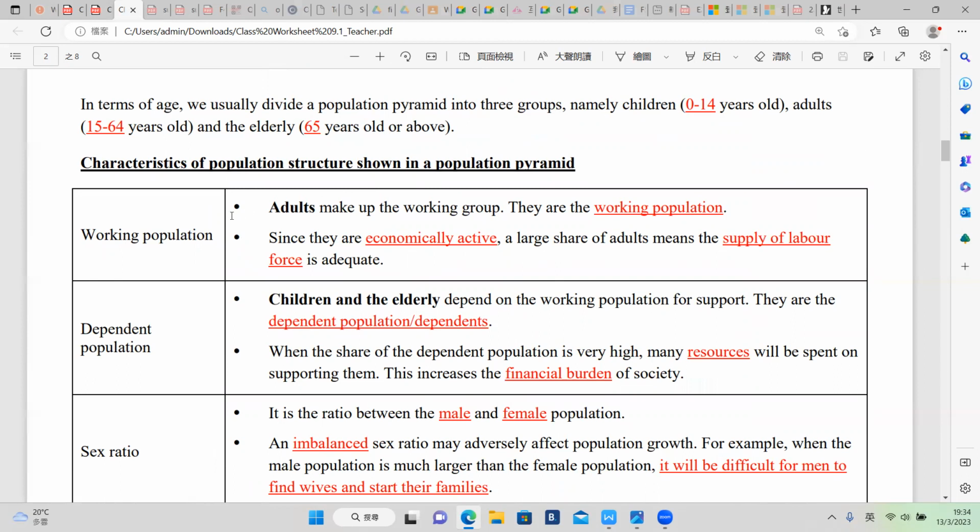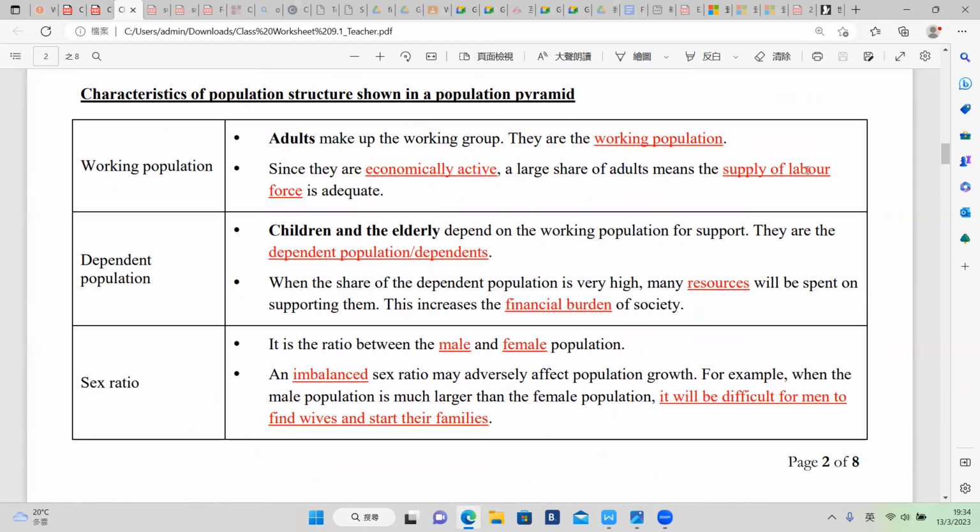In terms of age, we usually divide the population into groups. I've talked about this before. The working population is economically active. This reflects how much labor is in the country. If the labor is too few, we have a lack of working population, and if it is plentiful, it reflects that the economy of that country is good because they can provide more labor.